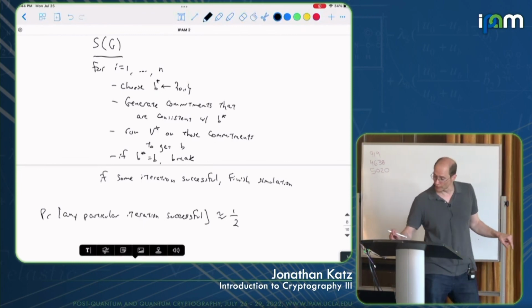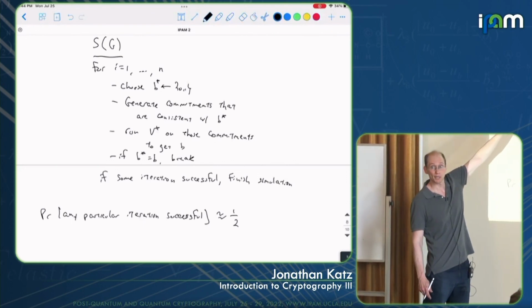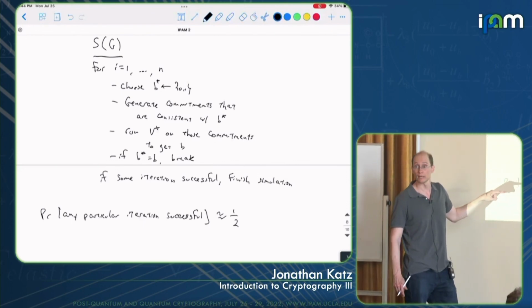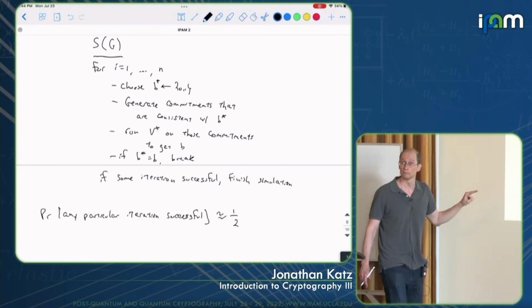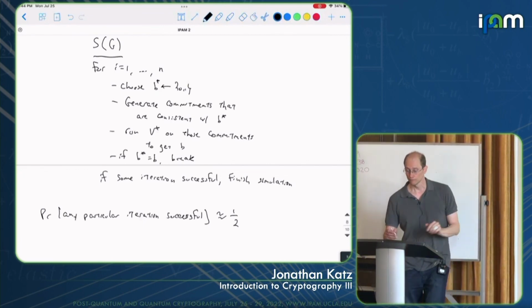So overall then, the probability that at least one of these n iterations is successful is going to be 1 minus 2 to the minus n, or roughly 1 minus 2 to the minus n. And so with overwhelming probability, at least one of those iterations will be successful.